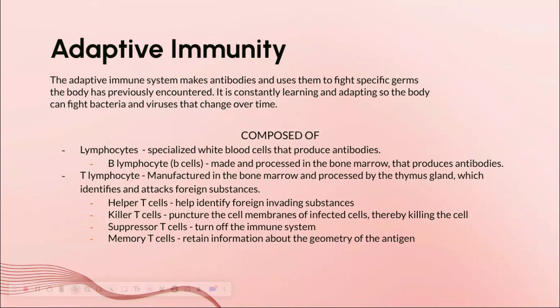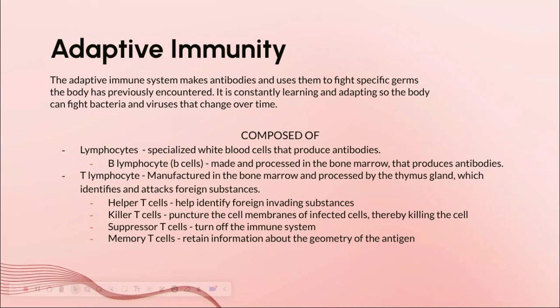And moving into the adaptive immune response, the adaptive immune system makes antibodies and uses them to fight specific germs the body has previously encountered. It is constantly learning and adapting so the body can fight bacteria and viruses that change over time.